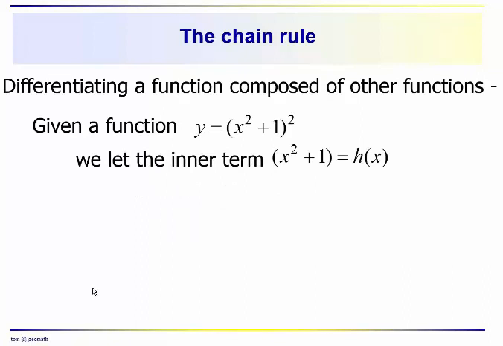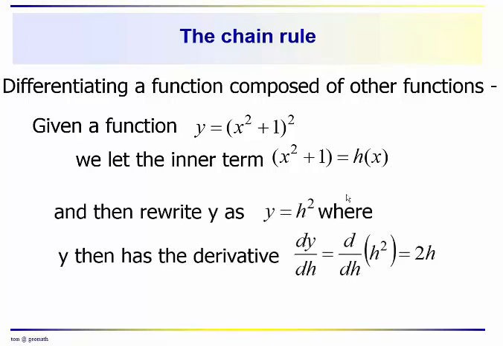So we might have something that looks like this, where we have a function y which is equal to (x squared plus 1) squared. And the idea of the chain rule is to represent this part of the function as another function of x. We just call that h of x. When we do that, we can simplify the representation of y as just equal to h squared. So we have y is equal to h squared.